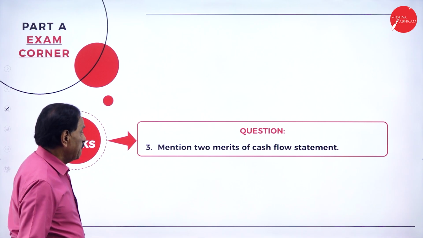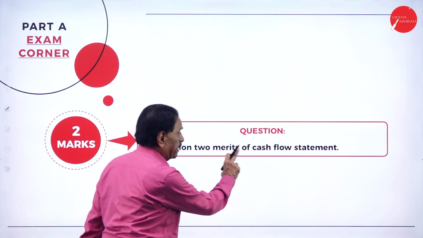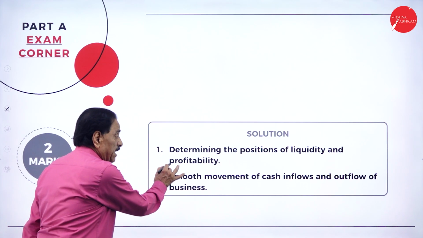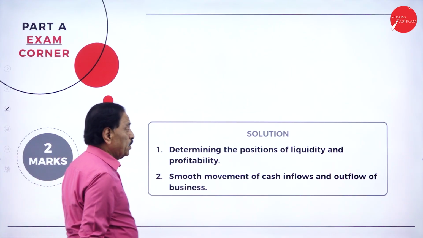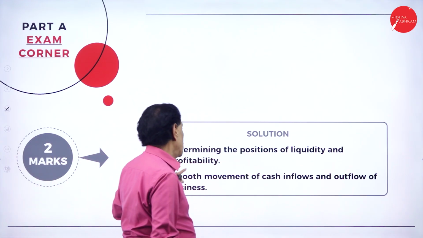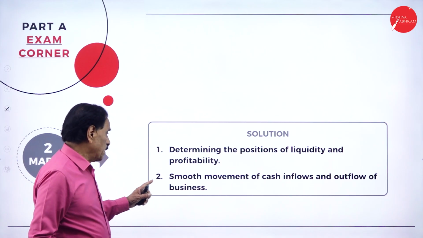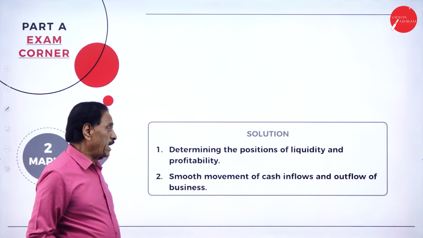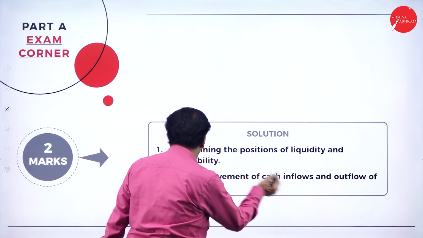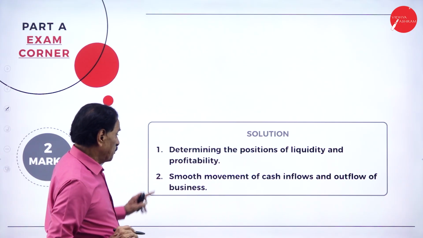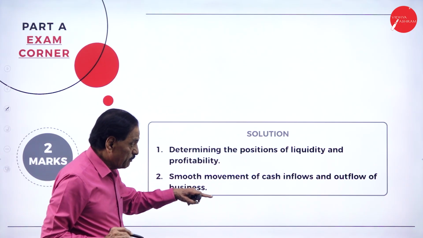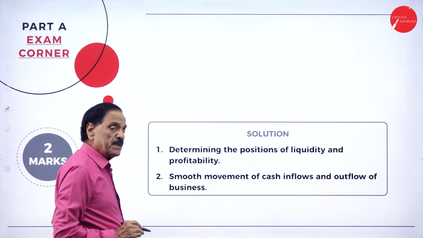Number 3. Mention 2 merits of cash flow statement. Number 1, that it determines the position of liquidity and profitability. Number 2, smooth movement of cash inflows and outflows of a business.